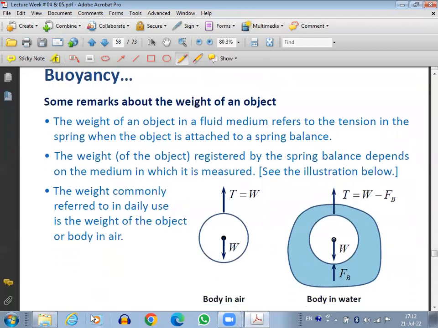Some remarks about the weight of an object. The weight of an object in a fluid medium refers to the tension in the spring when the object is attached to a spring balance. The weight registered by the spring balance depends on the medium in which it is measured. The weight commonly referred to in daily use is the weight of the object or body in air.